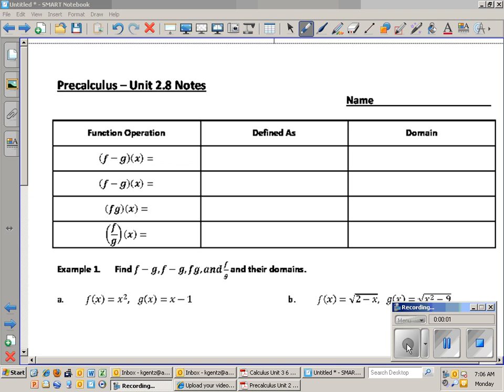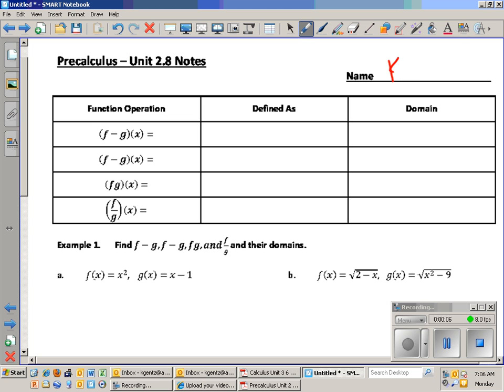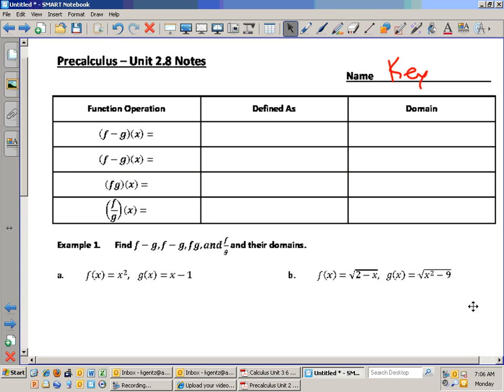Okay, pre-calculus, here's your notes for 2.8. We're going to be talking about operations among functions today.